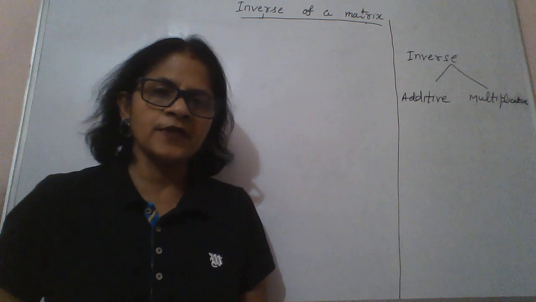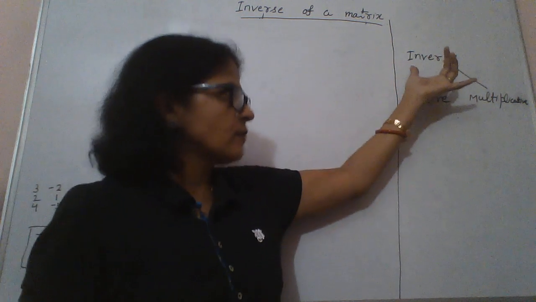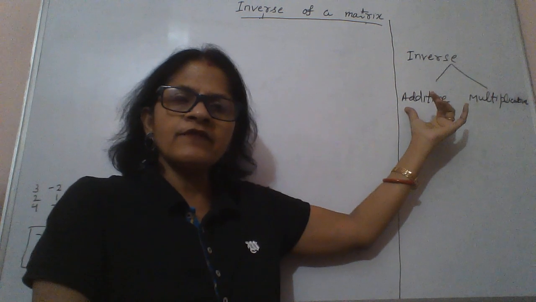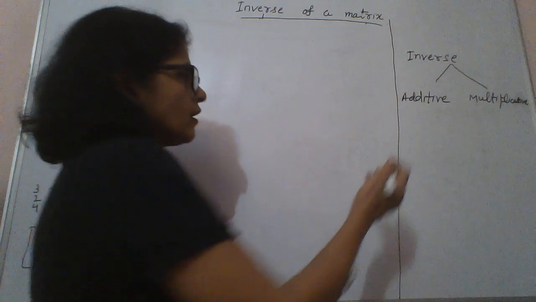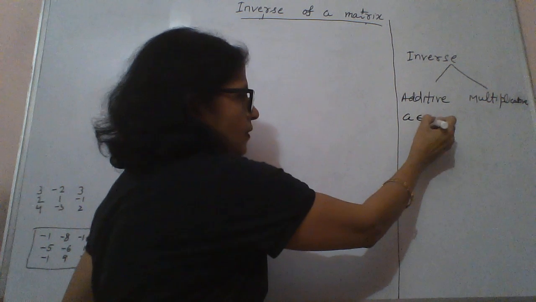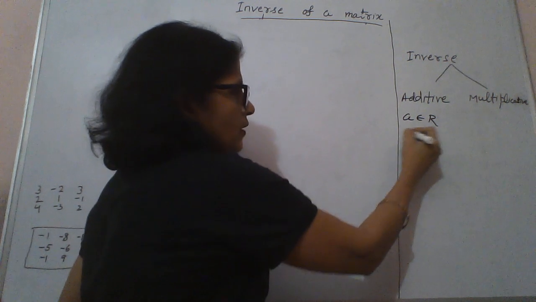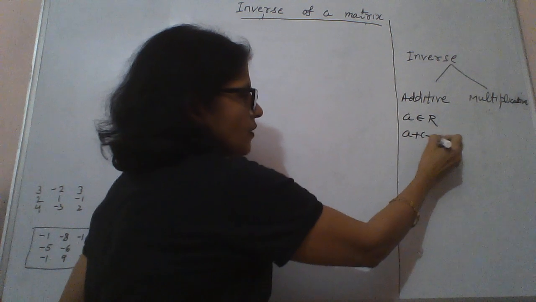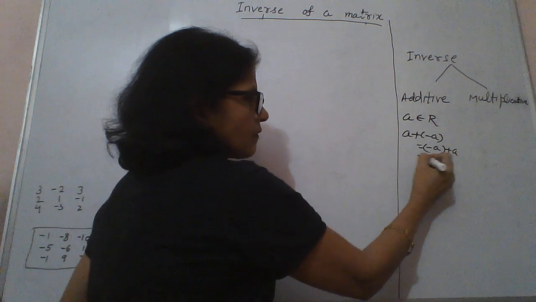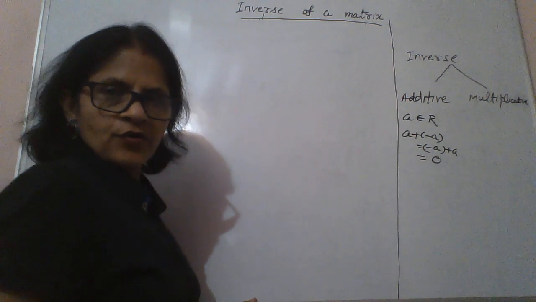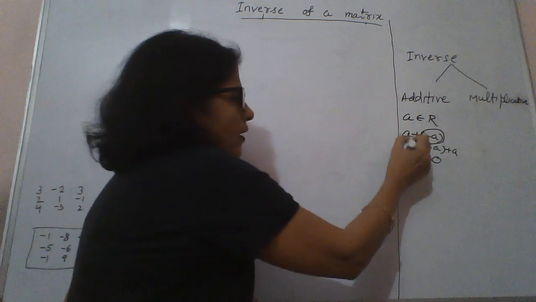Earlier you have studied real numbers and also complex numbers, and you have studied additive inverse and multiplicative inverse, right? So additive inverse, in case of a real number, whenever you take any real number a belongs to R, a plus minus a equal to minus a plus a, that is equal to 0. So 0 is additive identity, as you know. So minus a is additive inverse of a.